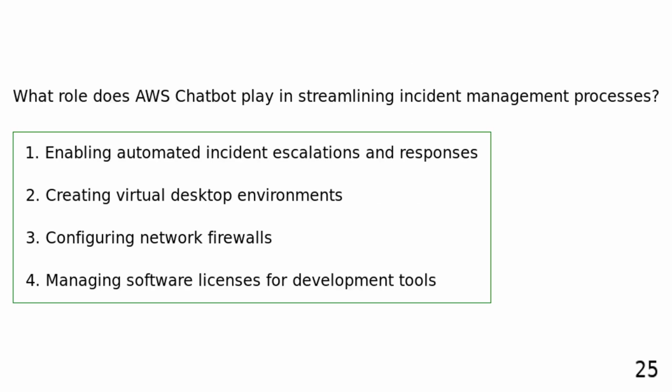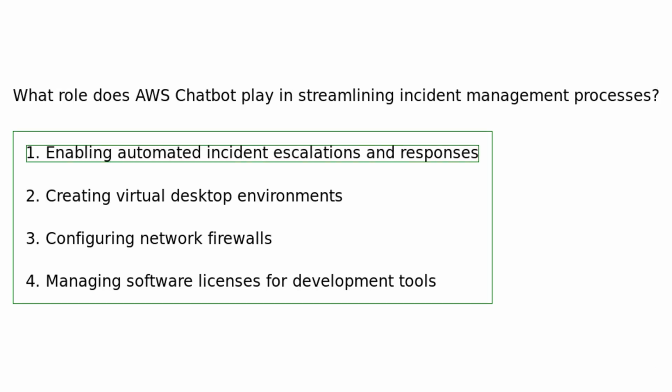What role does AWS Chatbot play in streamlining incident management processes? Enabling automated incident escalations and responses. Creating virtual desktop environments. Configuring network firewalls. Managing software licenses for development tools. AWS Chatbot plays a role in streamlining incident management processes by enabling automated incident escalations and responses, helping teams quickly address and resolve issues to minimize downtime.